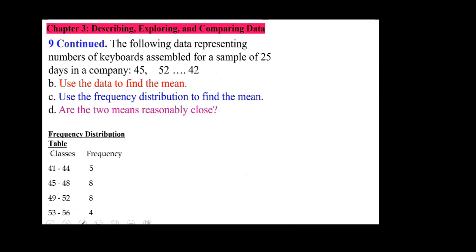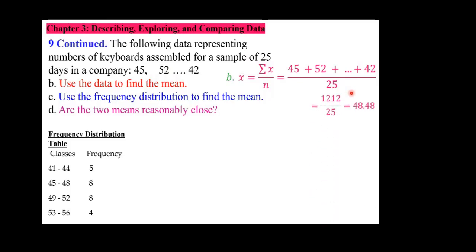Now that we have that, we are looking at the same thing. We want to find the mean. Remember how we find the mean. To find the mean, x bar is the summation of x over n. Add up every number, divide by n. And we do have it. So the first number was 45 plus 52, all the way to the last one, which was 42, divided by a sample of 25, we end up with the mean, 48.48. So that's how we arrive at the mean.